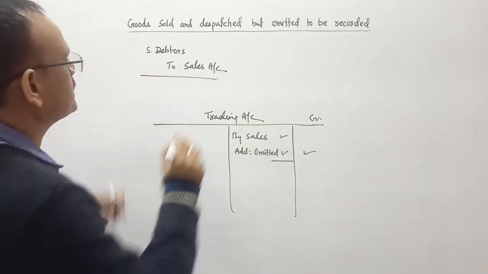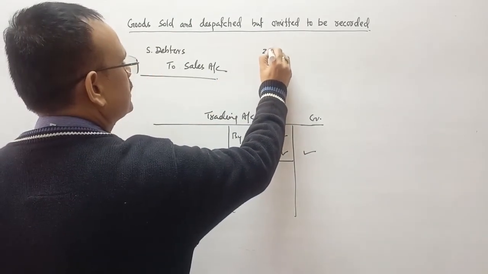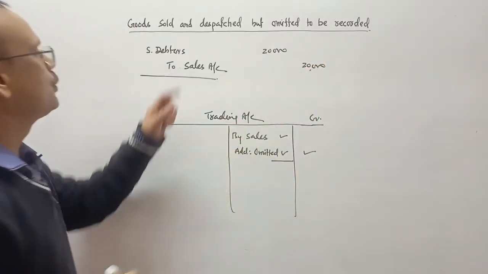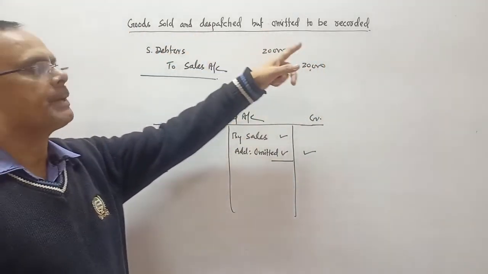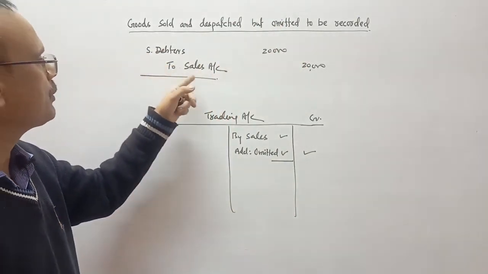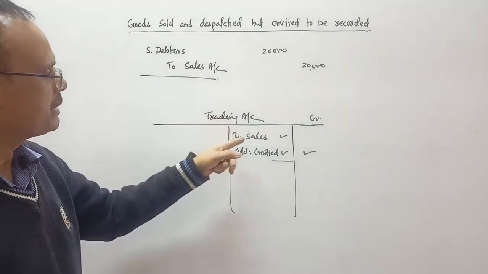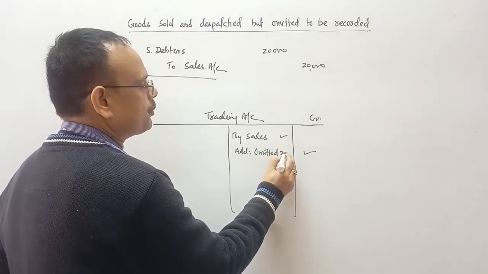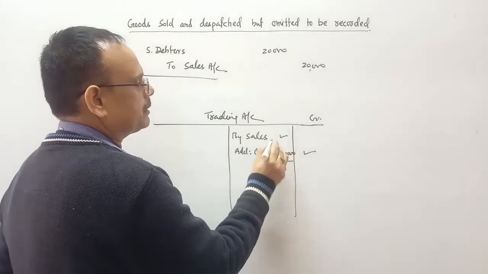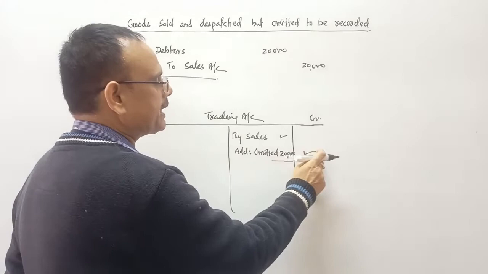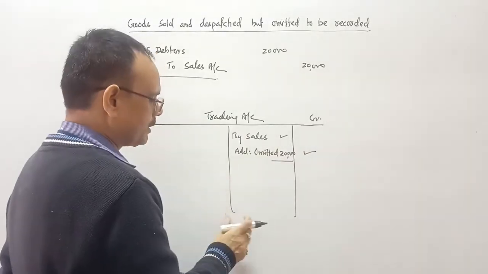Add this one. Suppose 20,000 is omitted: goods sold and dispatched but omitted to be recorded. Suppose the amount is 20,000. So debtors account debit to sales account. Sales will increase by 20,000. You have added 20,000 over here. You have to write the sales figure which is given in the trial balance and then write the final amount in the outer column.